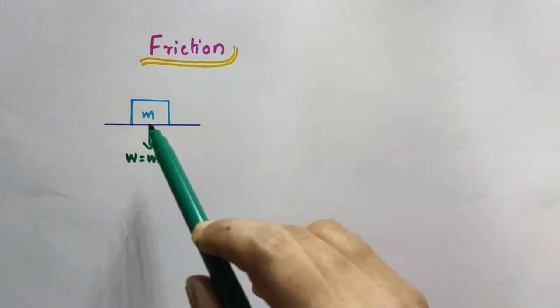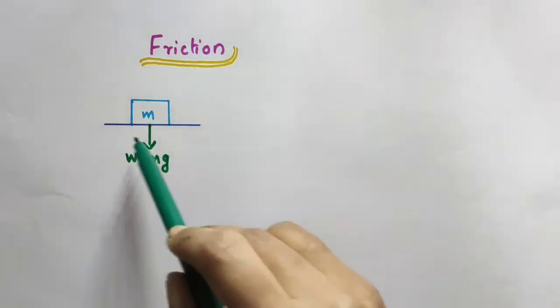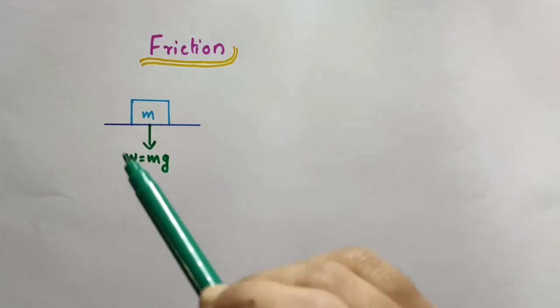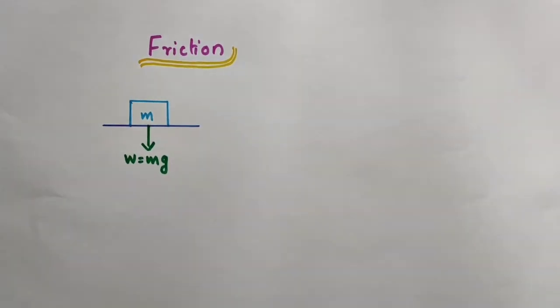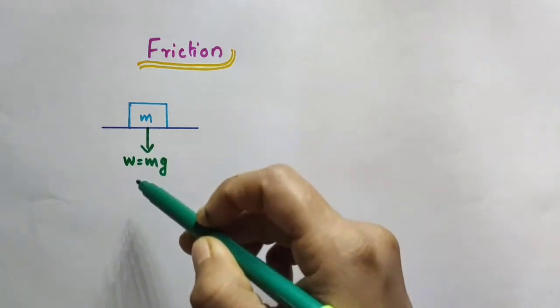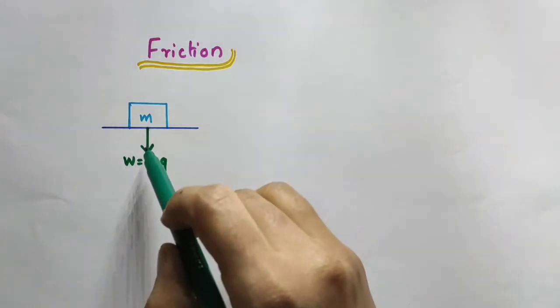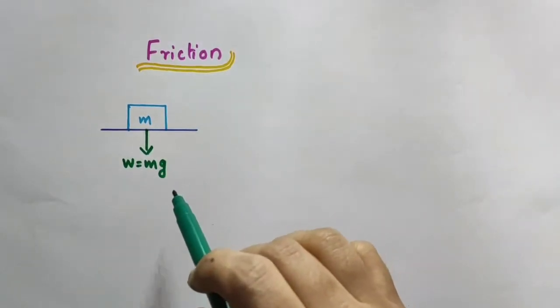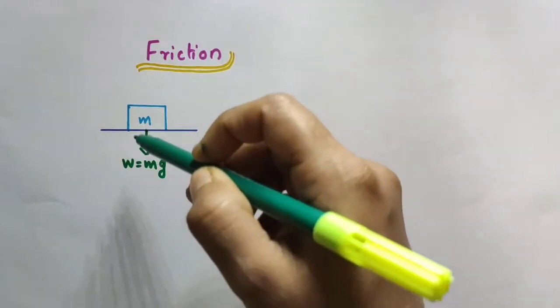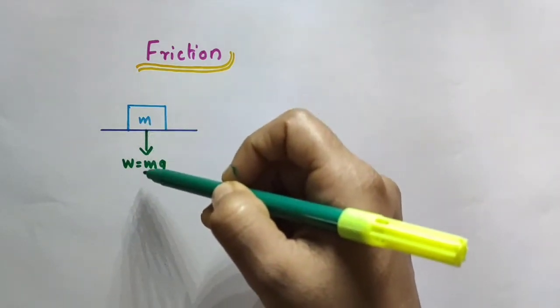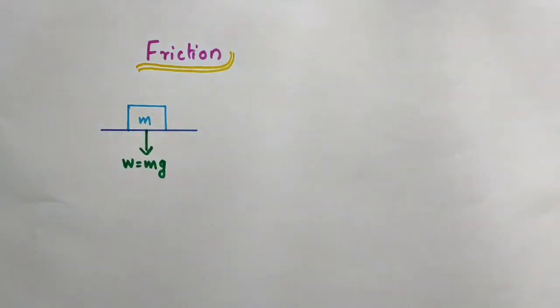Consider a body of mass m resting on a horizontal table. What are the two forces acting on the mass? One force is due to gravity, acting vertically downwards. That is the weight of the object, which is equal to m into g. That force due to gravity acts on the table in the vertically downward direction.